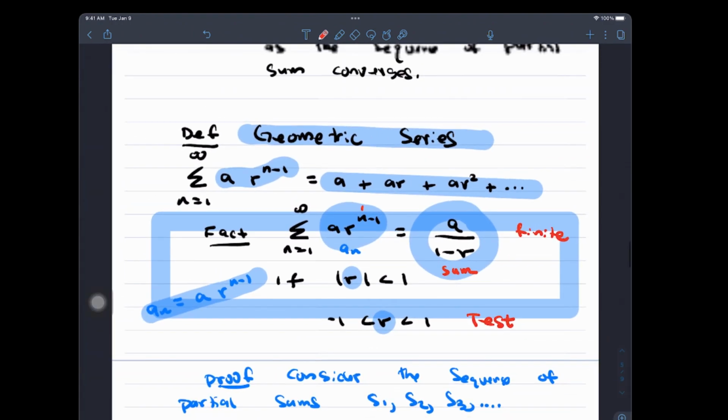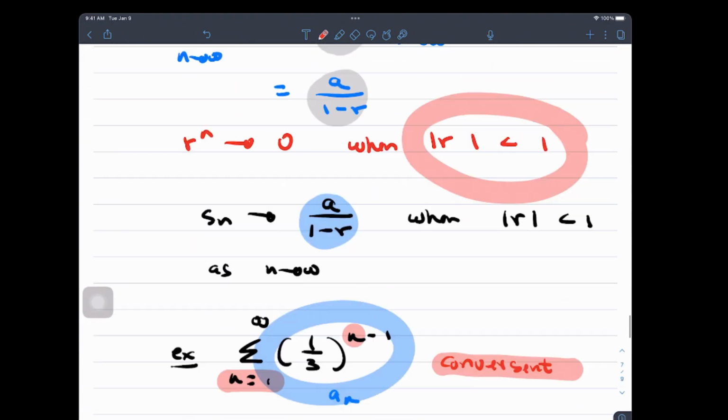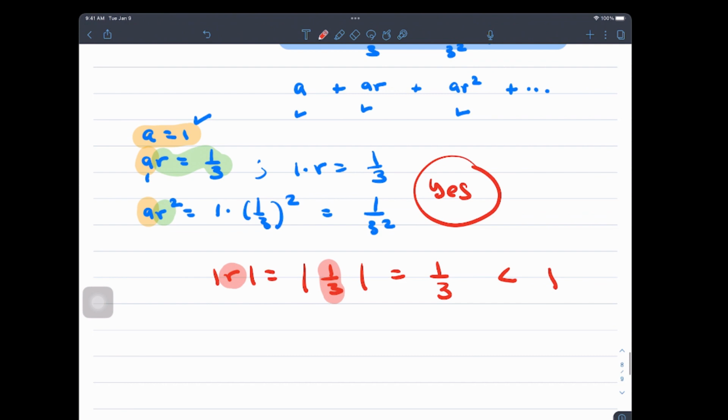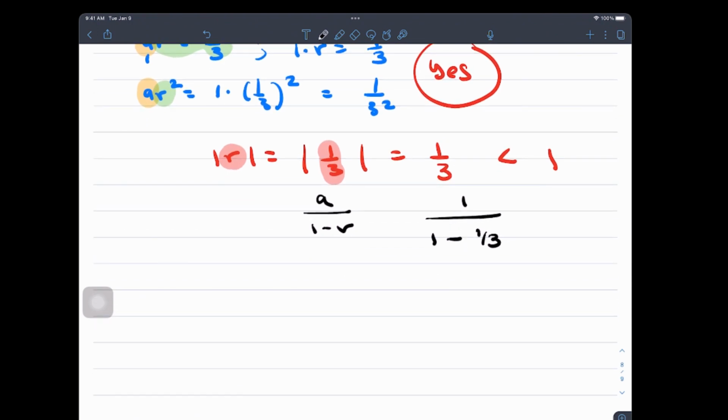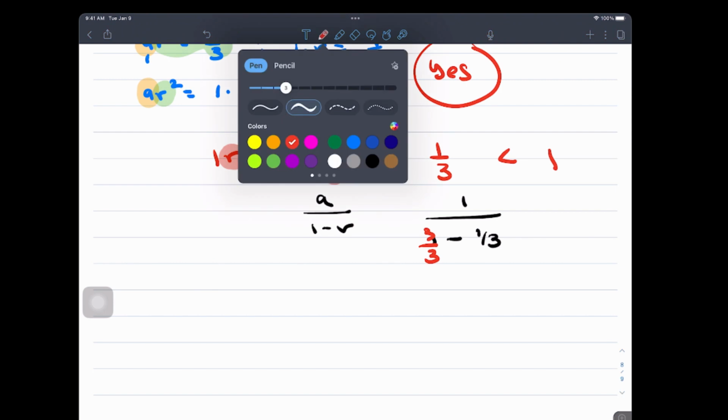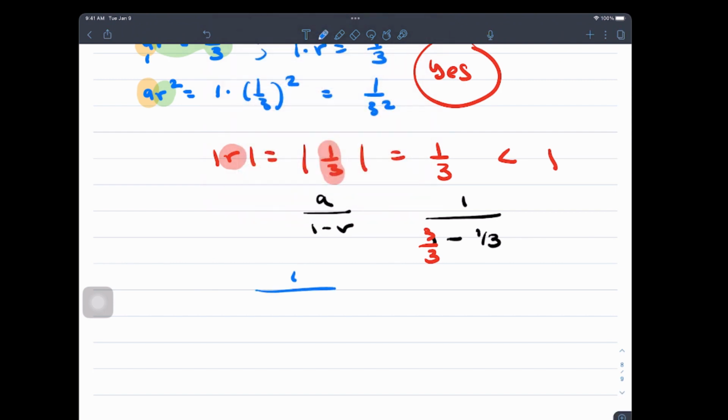Well, you do know what those are. a over 1 minus r, right? You say, we know the sum a over 1 minus r. What is a here? 1. What is r? 1/3. So that sum is found by doing this arithmetic. So, okay, you're going to have to do some what? Subtraction here. 1 over 2/3. That's 1 divided by what? 2/3, which is in fact 3/2.